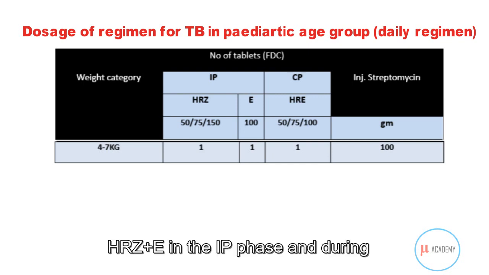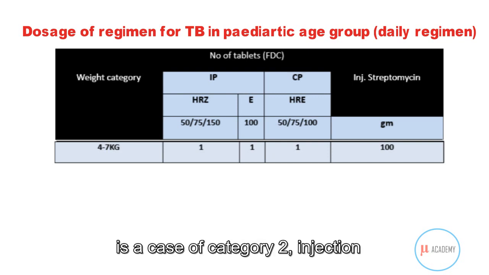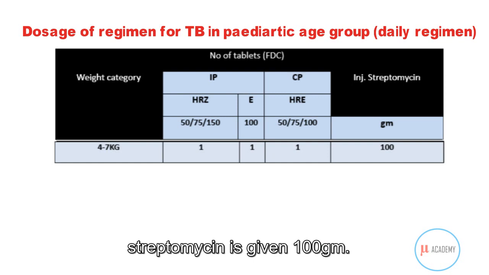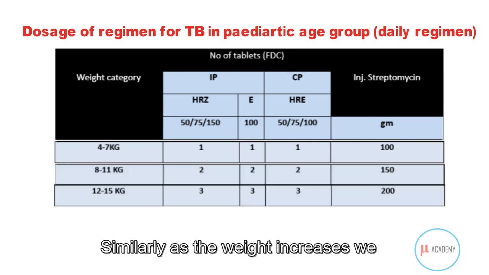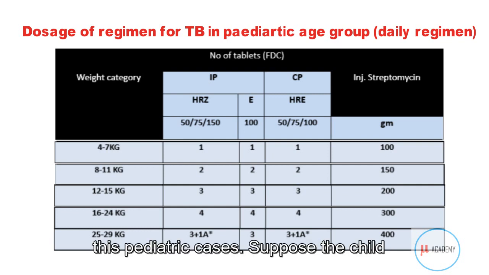So a child TB case of 4 to 7 kg body weight will get one tablet each of HRZ and E in the intensive phase, and during the continuation phase one tablet of HRE. If it is a case of category 2, injection streptomycin is given, 100 mg. Similarly, as the weight increases, we increase the number of tablets given to these pediatric cases.